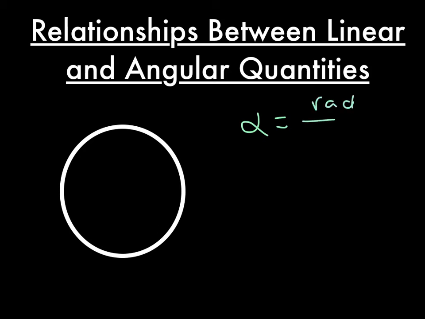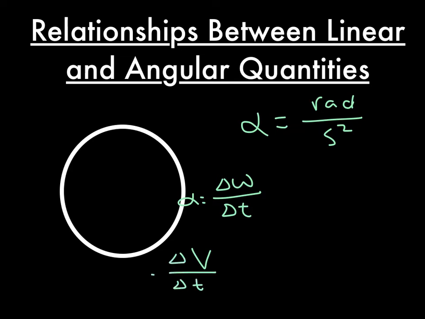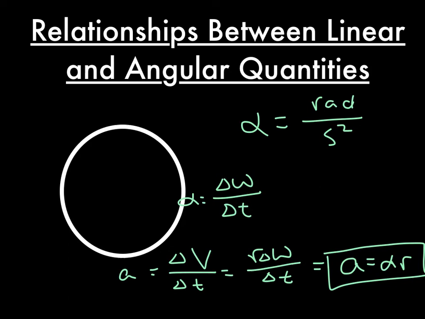Likewise, we can define alpha, which is your angular acceleration. This is in radians per second squared. This would be change in omega over change in time, alpha. So if you know that change in v over change in time is your linear acceleration, this is equal to r delta omega over delta t, and you get that linear acceleration is equal to r times your angular acceleration. So those are the two relationships you need from here.